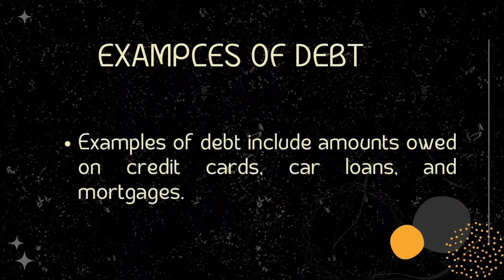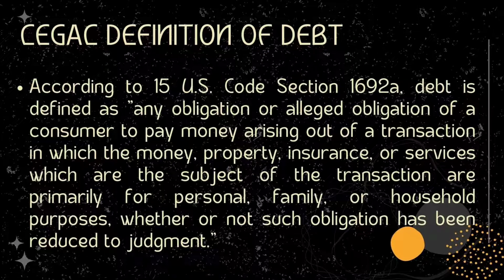Examples of debt. As we all know, debt is anything owed by one party to another. Examples of debt include amounts owed on credit cards, car loans, and mortgages. Legal definition of debt. According to 15 U.S. Code Section 1692a, debt is defined as any obligation or alleged obligation of a consumer to pay money arising out of a transaction in which the money, property, insurance, or services which are the subject of the transaction are primarily for personal, family, or household purposes, whether or not such obligation has been reduced to judgment.